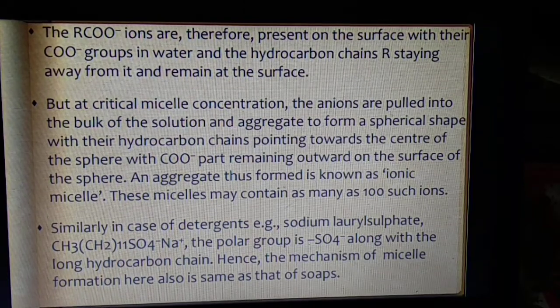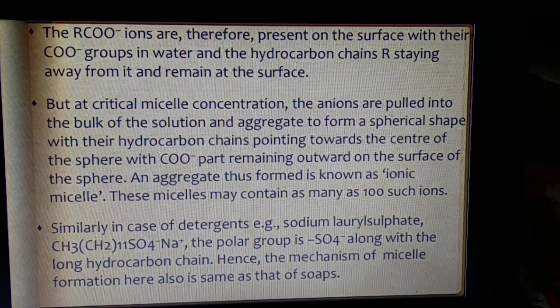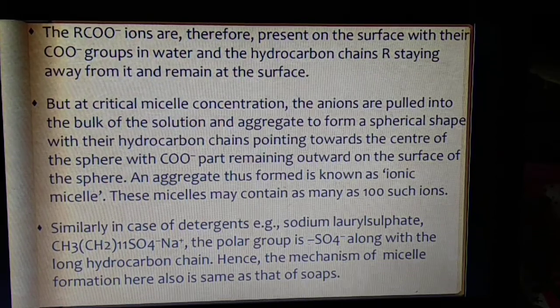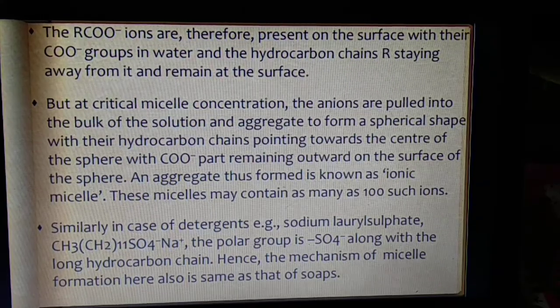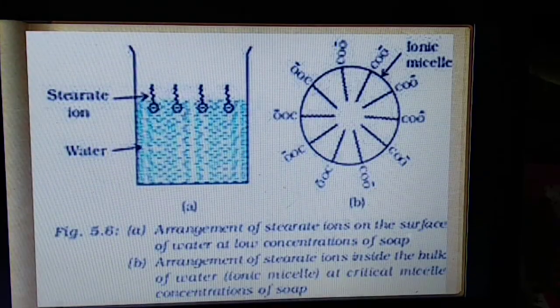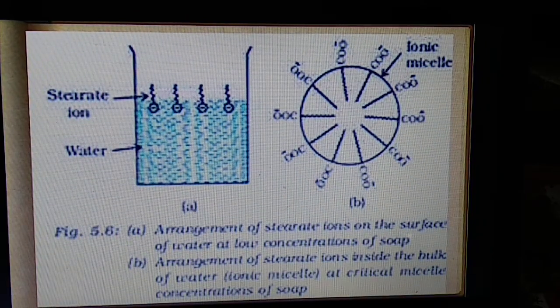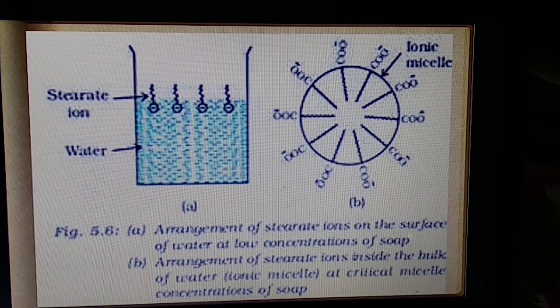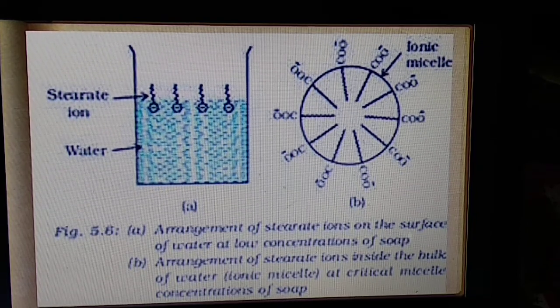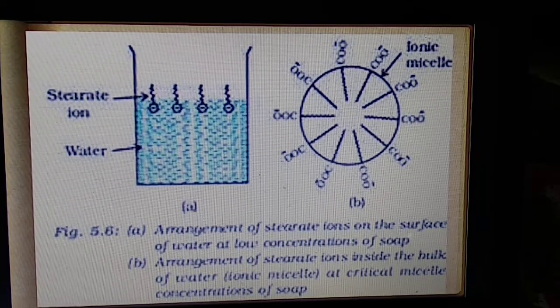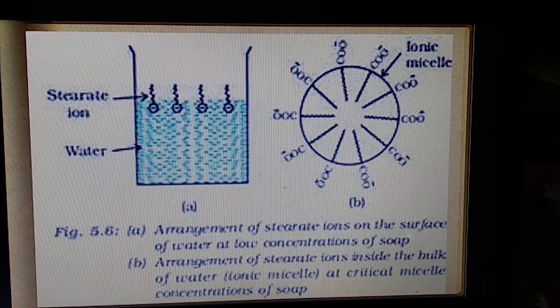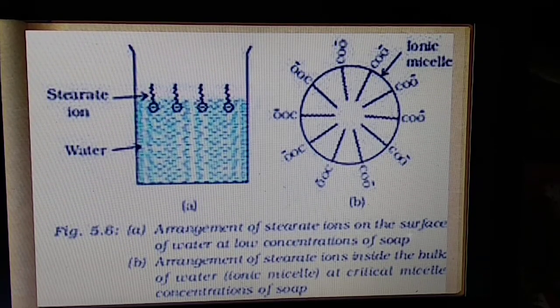So students, we have to learn soap and detergent, and one question that comes is the cleansing action of soap. And this is the ionic micelle formation: the stearate ion, water, the arrangement of stearate ions on the surface of water at low concentration of soap, and the arrangement of stearate ions in the bulk of water at the critical micelle concentration of the soap.